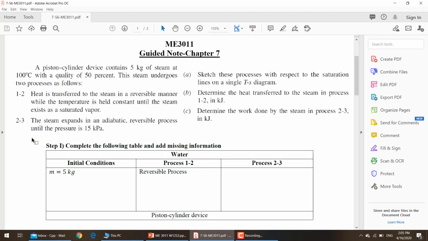Before you start to solve this problem, I ask you guys to complete this table. Look, guys, you have some information for the initial conditions, and we have two different processes, and the fluid is water or steam, and this is a piston cylinder device. This is really important, guys. Why? Because if you need to write the energy balance equation, you should use the energy balance equation for a closed system, but not an open system. So please pause this video, spend 2 minutes, and transfer all available information into this table.